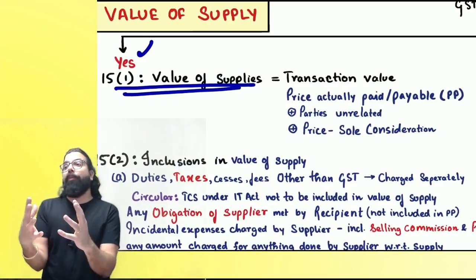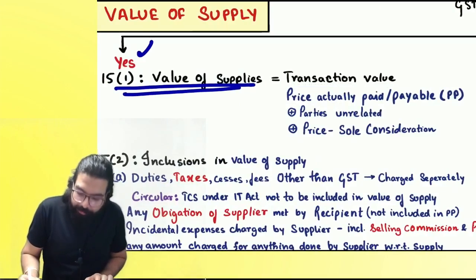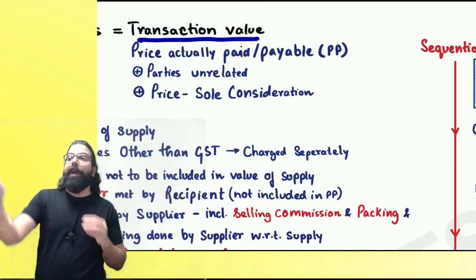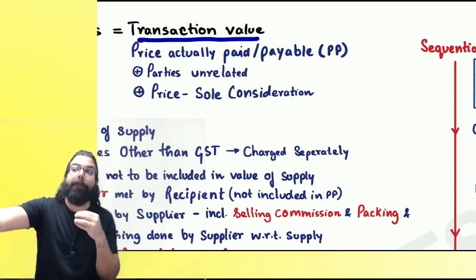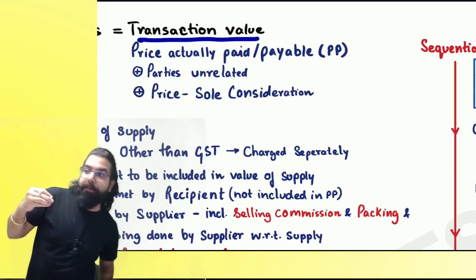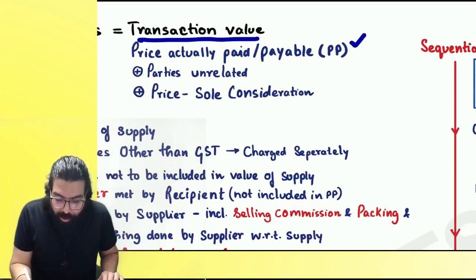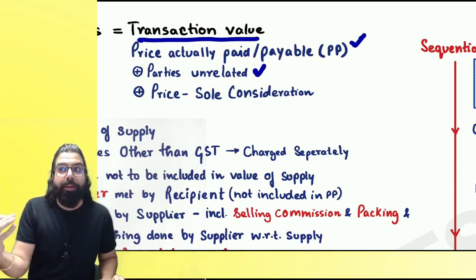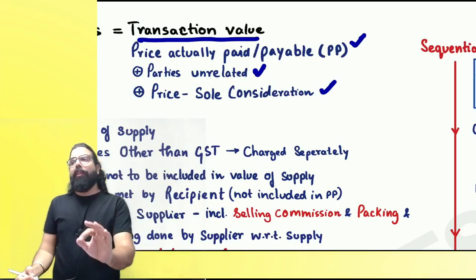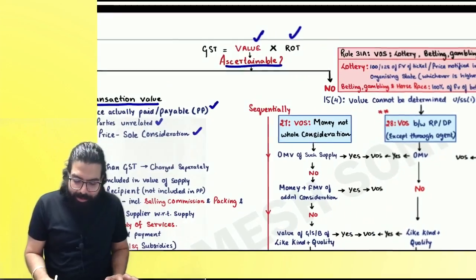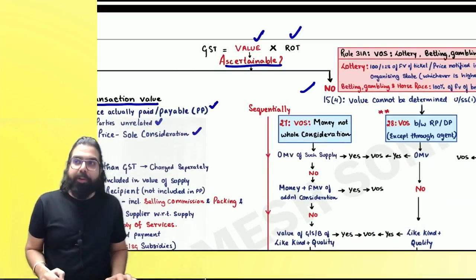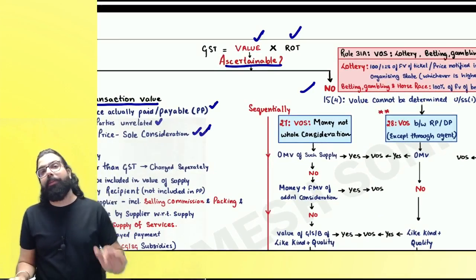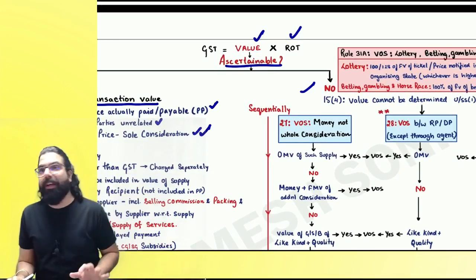Now, what is value? Value means the transaction value. Now, people ask, sir, what do you mean by transaction value? So, government told the price which is paid by the front party or the price which is payable. Are we clear, everyone? So, the price which is paid or payable when the parties are unrelated, me and you should be unrelated, and price is the sole consideration. Sir, if parties are related, then what will happen? Valuation rule. If price is not the sole consideration, you went ahead and gave me something else, then valuation rule. Are we clear, everyone?